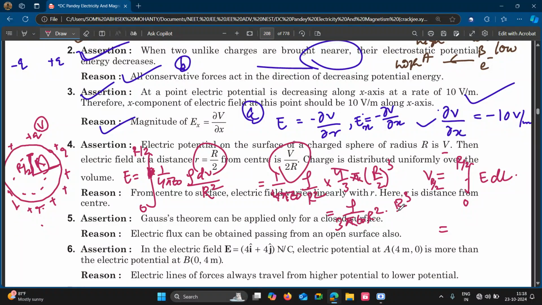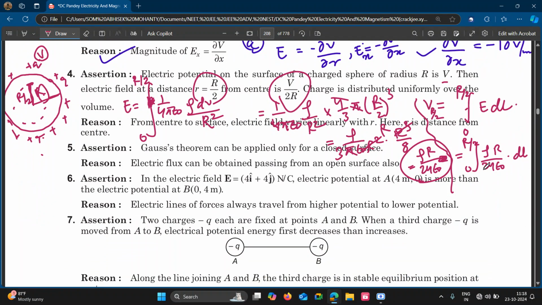R cube by 8. Okay. So this is R square R. So pi R by 24 epsilon. Okay, so this is the electric field which we will put here. Now let's do the potential part. 0 to R by 2, rho R by 24 epsilon naught into dl.